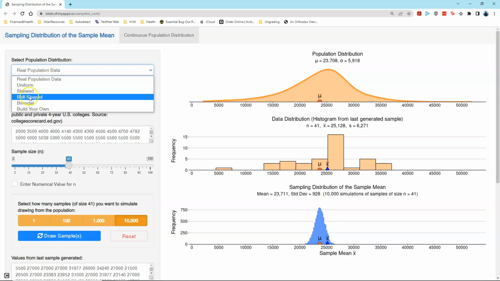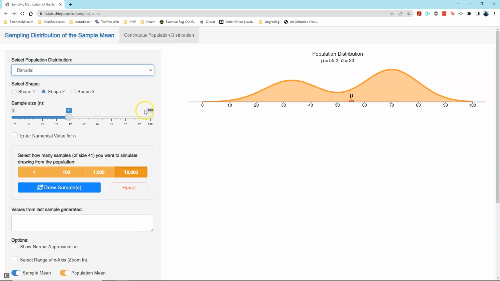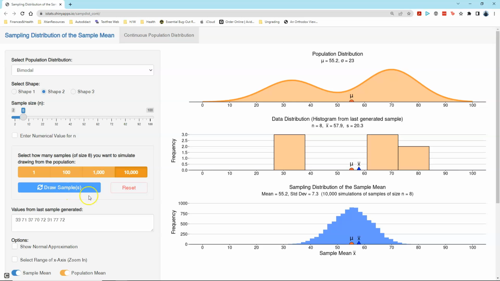Now let's change our population distribution so that it is bimodal. And again, I'm going to lower the sample size down to 8. And let's see what happens when I draw 10,000 samples of size 8 from this new population distribution, which is bimodal. Well, in this particular case, we can see that the distribution is kind of sort of normal, with maybe a little bit of flatness on the top.